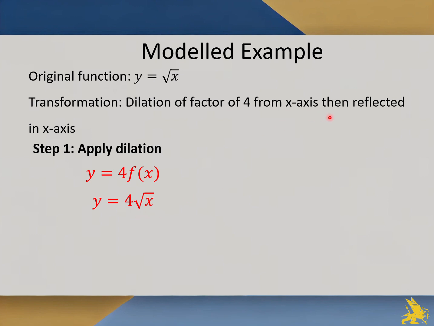Then it's being reflected in the x-axis. So we're going to apply that, which means we will be placing a negative in front of our y to reflect in the x-axis. That means it will end up being y is equal to negative 4 square root x.